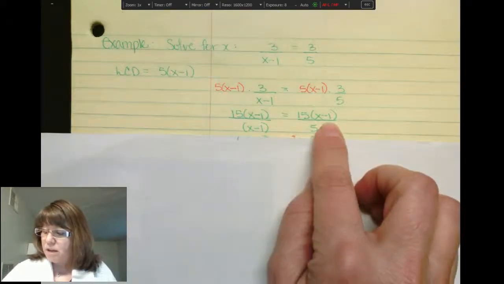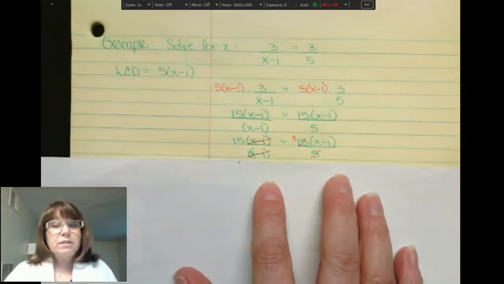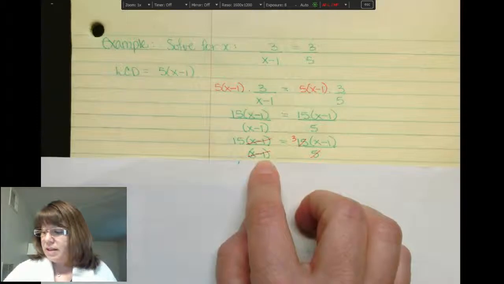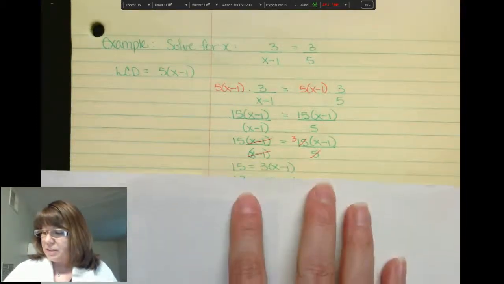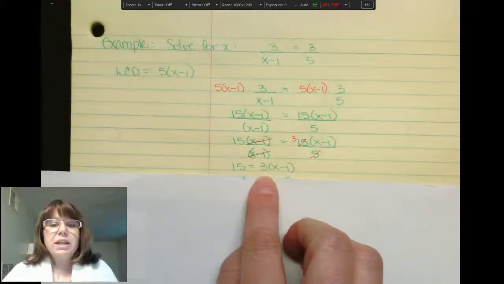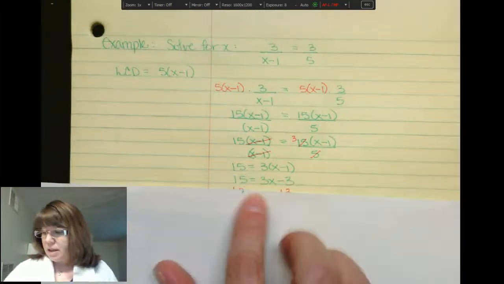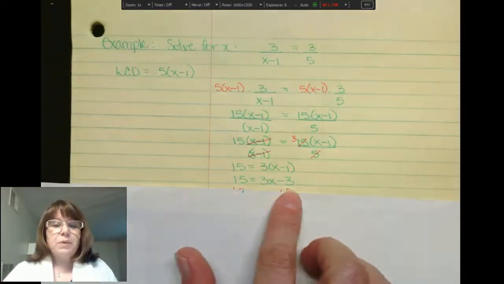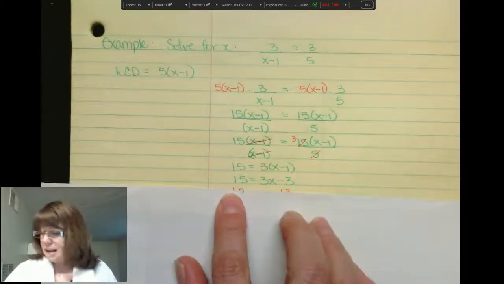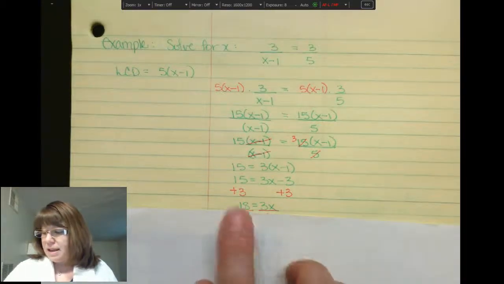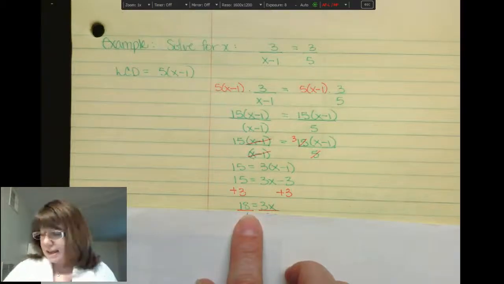That gives me 15 times x plus 1 over x plus 1 equals 15 times x plus 1 all over 5. I'm going to reduce, so my x plus 1 over x plus 1 cancels. My 15 over 5 will go down to a 3, leaving me 15 equals 3 times x minus 1. Distribute the 3. 15 equals 3x minus 3. Add 3 to both the right-hand side and the left-hand side to isolate the variable. Now I have 3x equals 18. Divide by 3 to solve for x.